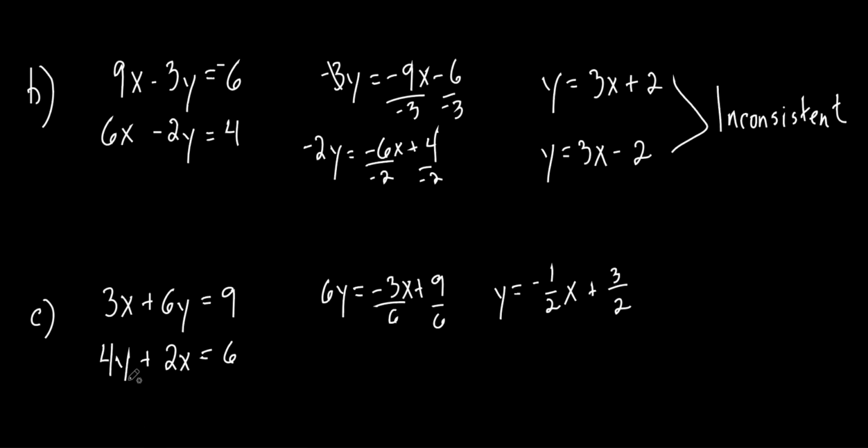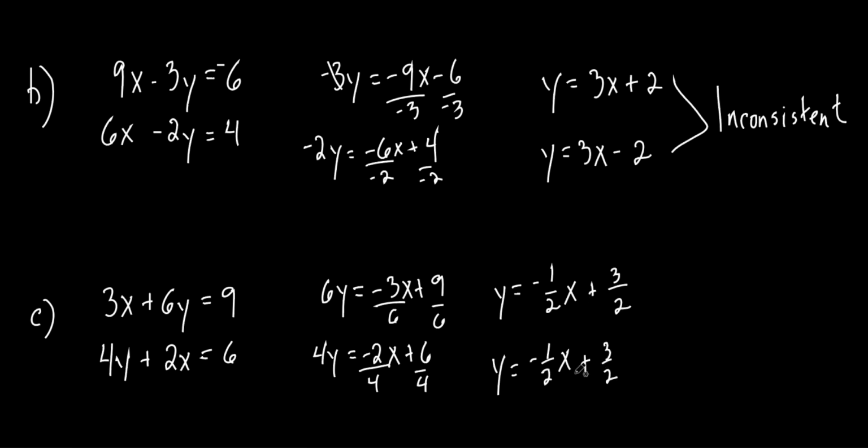All right, let's do this one. Again, the y is first this time, so I'm going to go what? 4y equals negative 2x plus 6. Divide both sides by 4. Check this out. y equals what? Negative 1/2 x plus, 2 goes into both of those, 3 over 2.